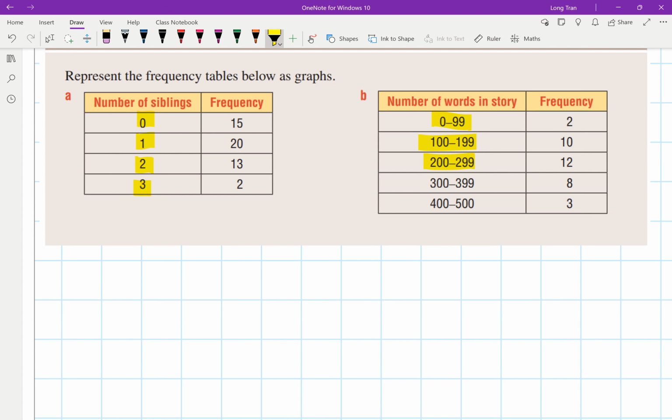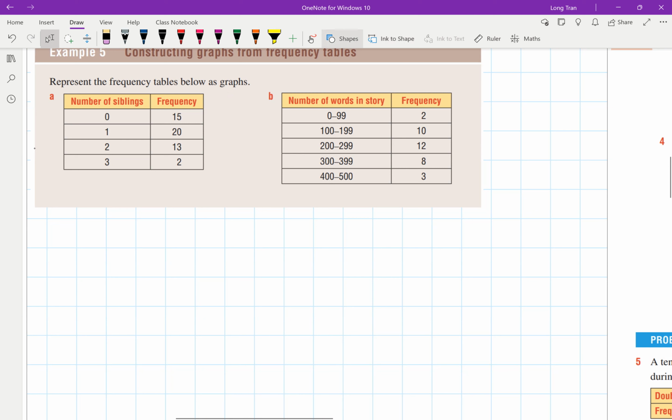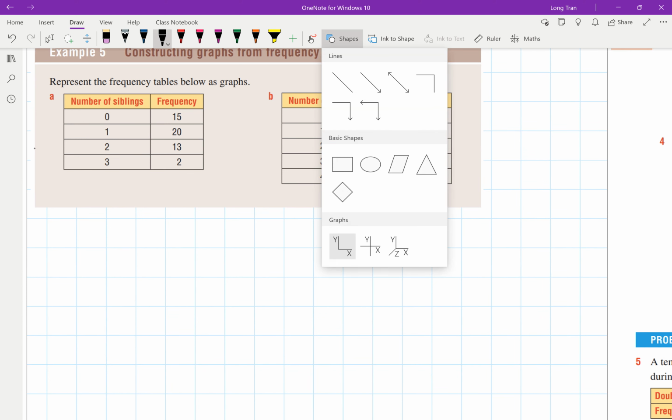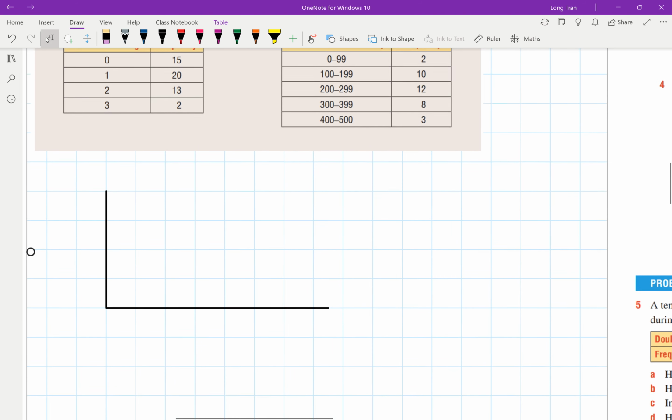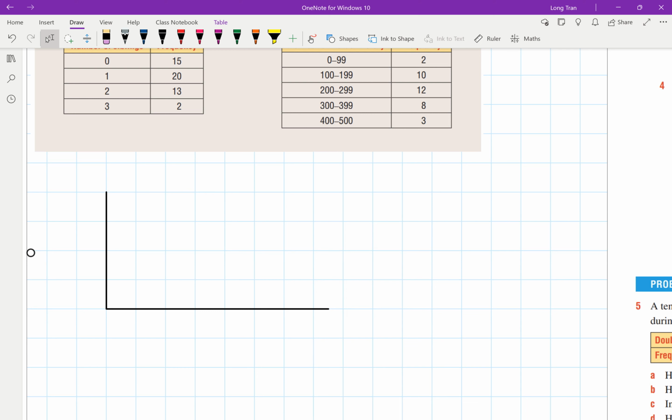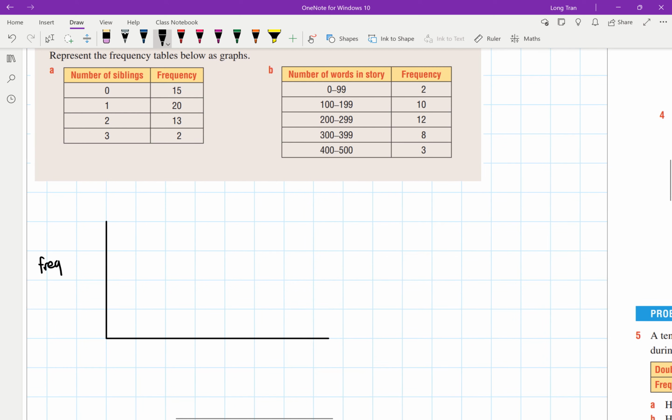Okay? So, same drill. I want you to be using a ruler. If you're doing a graph, I want you to use a ruler. Here we go. We're going to construct a graph from a table. I've got my graph. You need to label the X and Y axes. So I want to see frequency on one side, and then in this case, number of siblings.